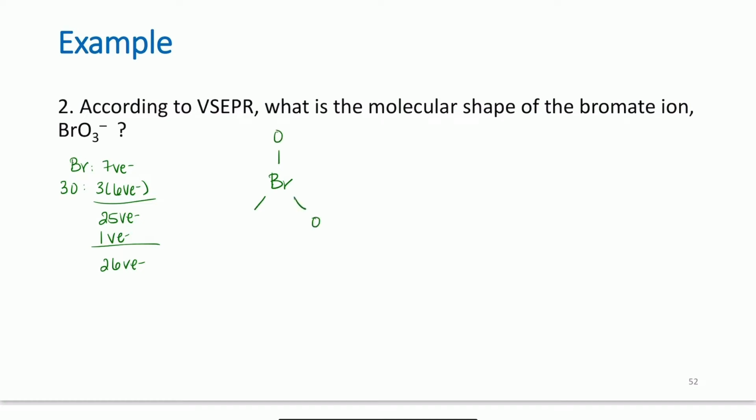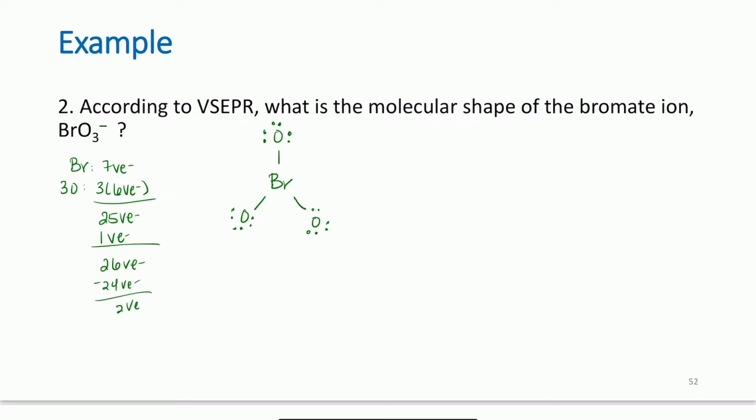Connect your outer atoms. Give them their octet. 2, 4, 6, 8, 10, 12, 14, 16, 18, 20, 22, 24.